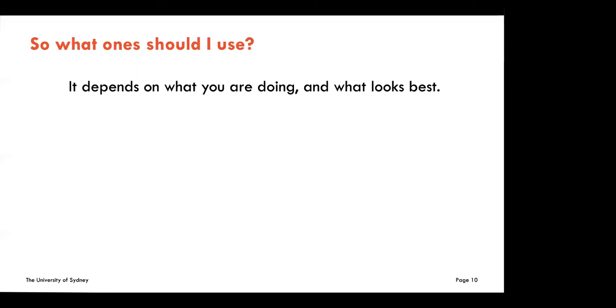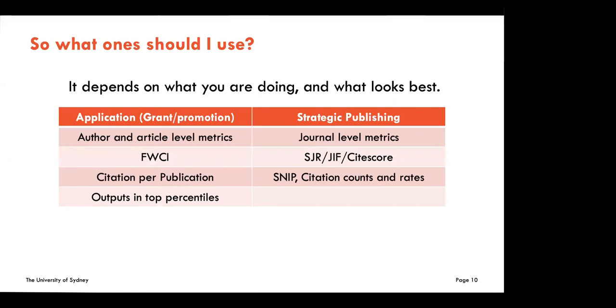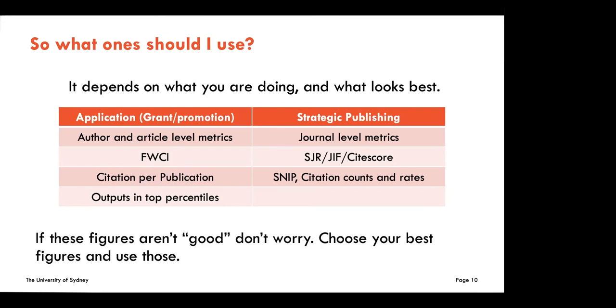So what metrics should I be using? It all depends on what you're after and certainly on what numbers look the best. If you're going for a grant or promotion, you want to be looking at the author and article metrics. If you're looking for a particular journal to publish in, you're going to be looking at the journal metrics. Okay, that's just a brief table there.